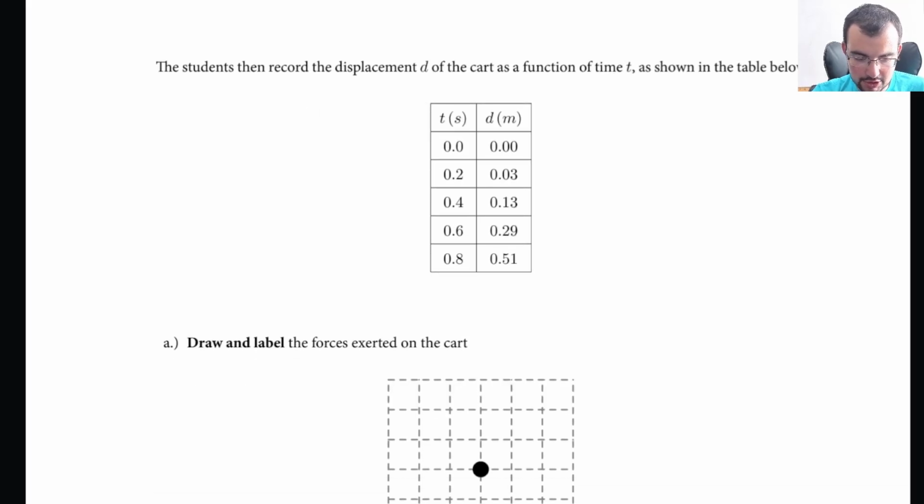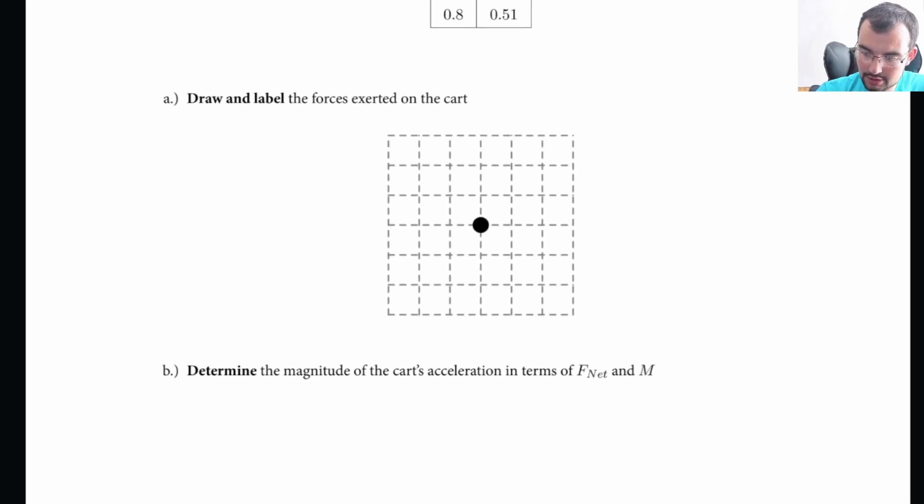And we're going to begin by drawing the forces exerted on the cart. Well, of course, the cart exists on Earth. And since the cart exists on Earth, there is a gravitational force down.